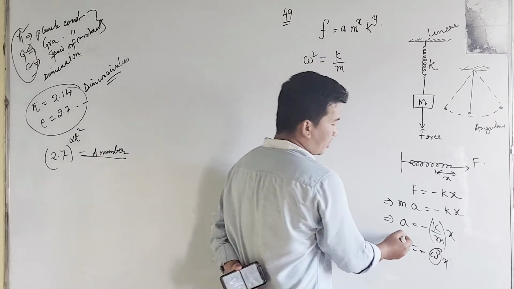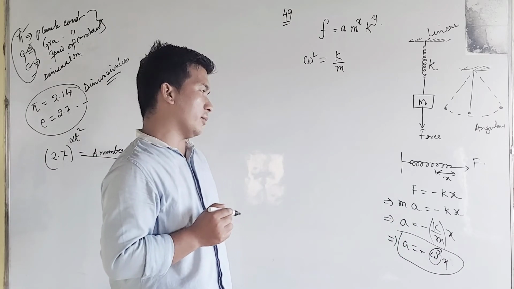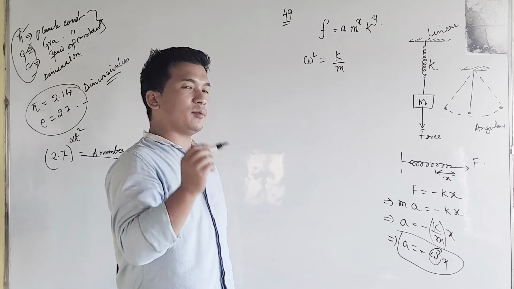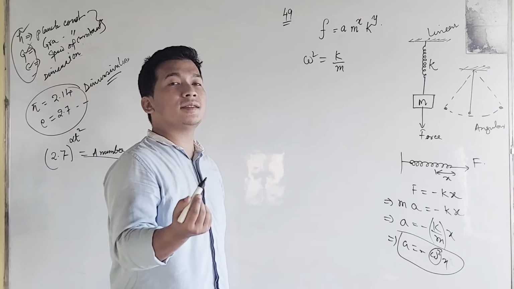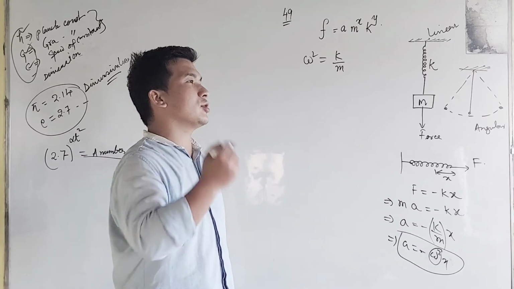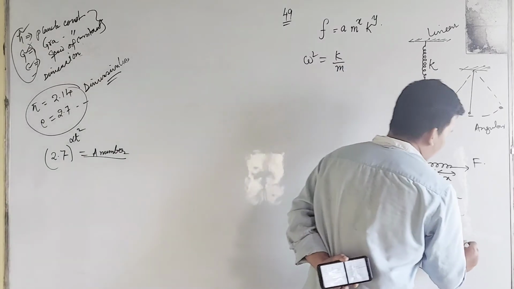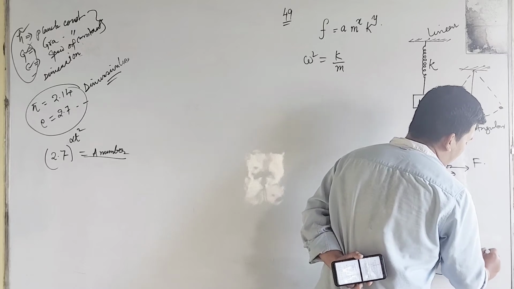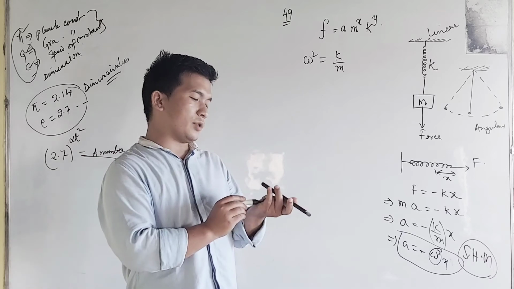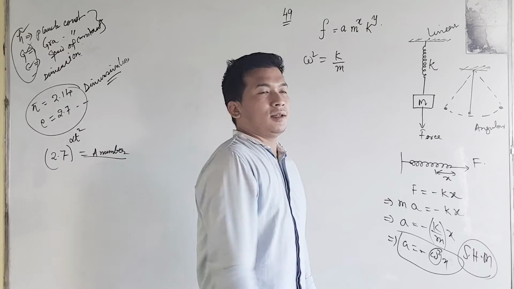This is the general expression for simple harmonic motion. Simple harmonic motion is the type of motion in which acceleration is opposite to the displacement. When acceleration is in the direction opposite to the displacement, there will be simple harmonic motion. I am using only physical language to explain oscillation.